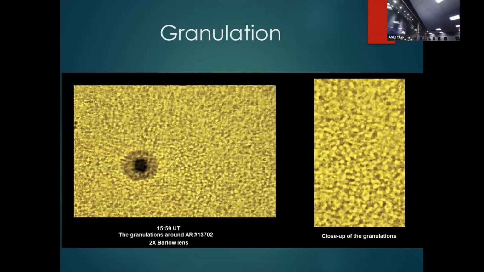And this is another time. You can see the granulation here. If you look close up, you can see they all have different shapes there. So now, what is granulation? If you ever see a pot of water being boiled and you look, you can see it bubbling on the top. It works the same way, but in very slow motion.